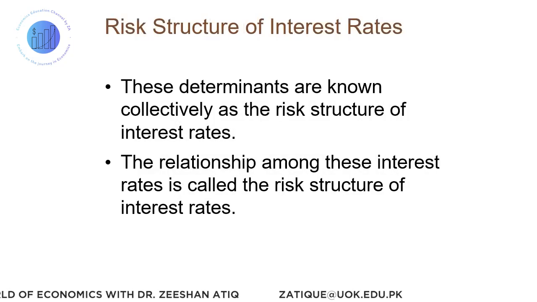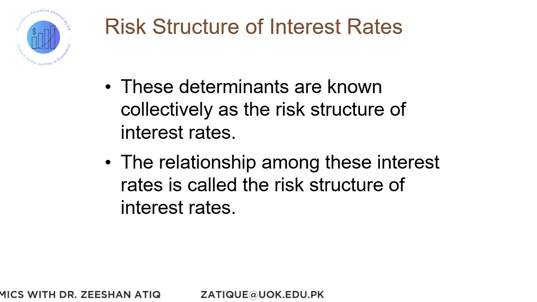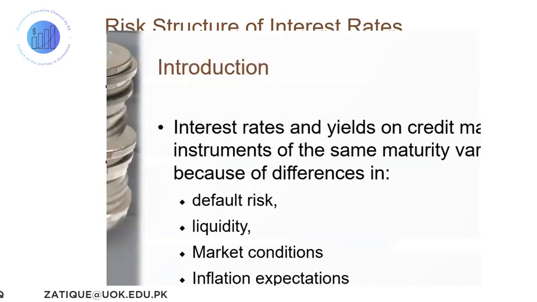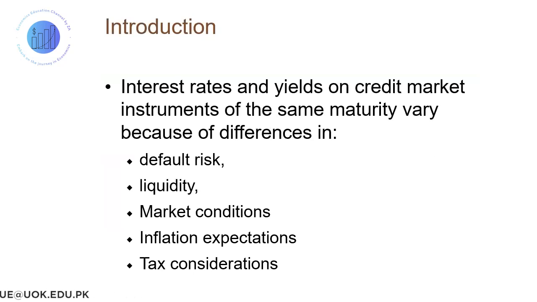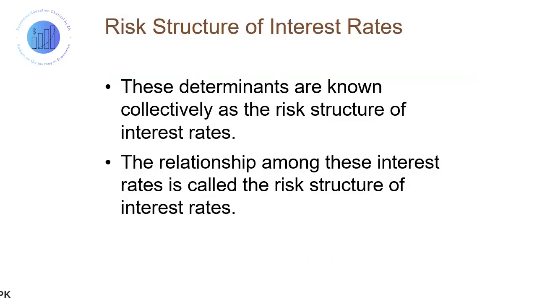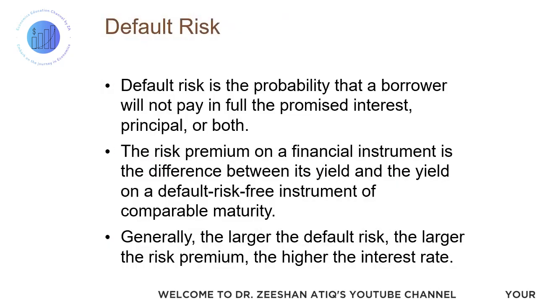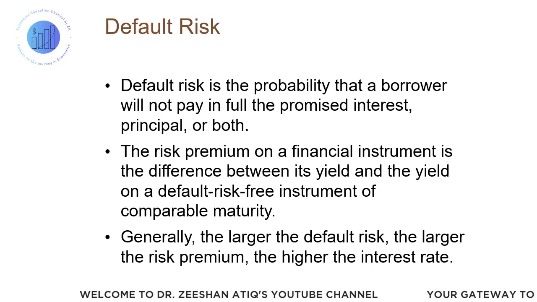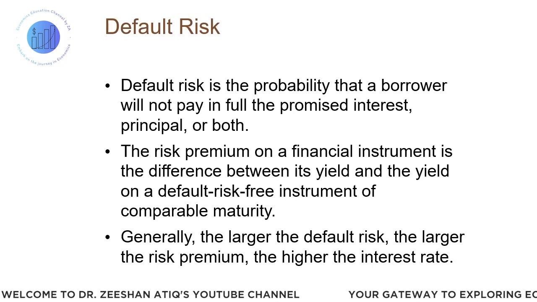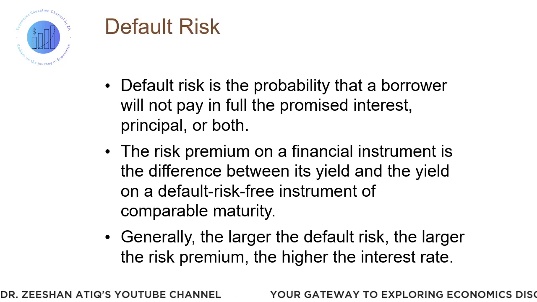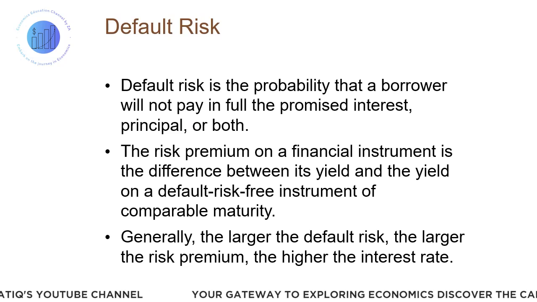Okay, so if you are talking about the risk structure of interest rates, the determinants, as we have talked about, are, for example, default rates, liquidity, and market conditions. All of these collectively create a risk structure of the interest rates. The relationship among these interest rates is called the risk structure of interest rates, that is, how risk changes the return.